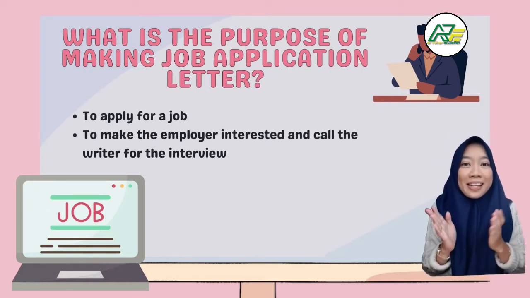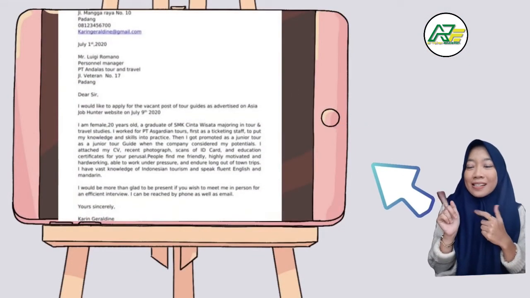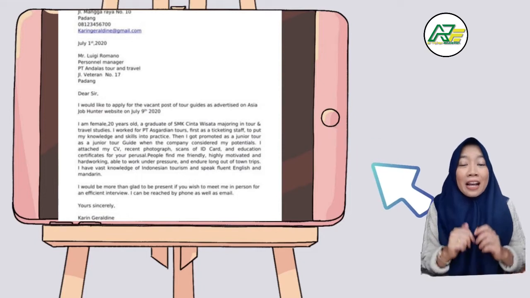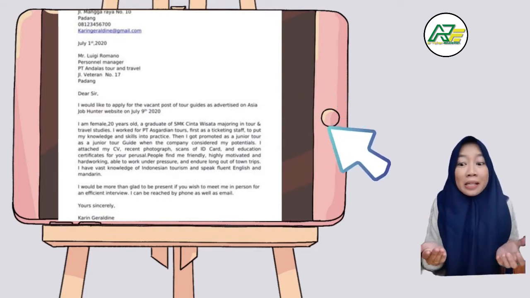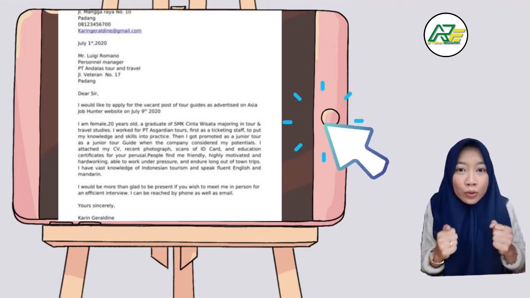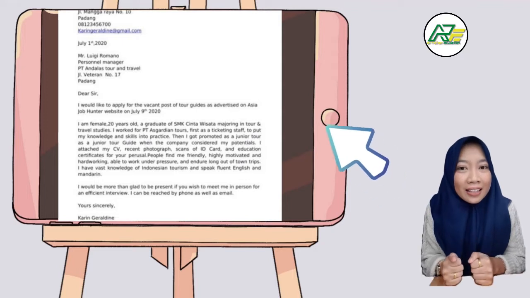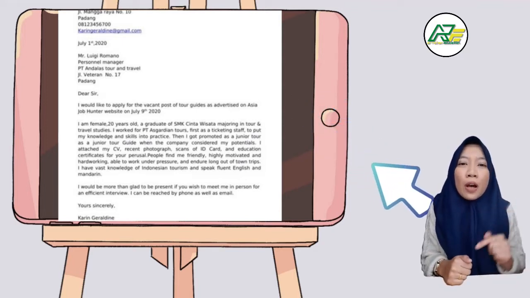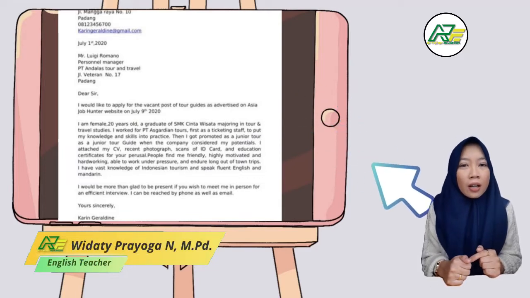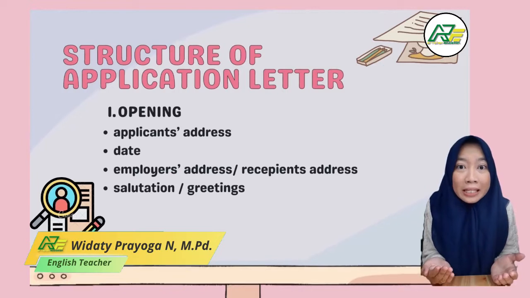And here is the example of a job application letter. Look at this. Okay, now we come to the most important part. What is that, miss? Is how to make a great job application letter. In order to make a great job application letter, we have to know the generic structure. How to make it? What do we have to write first, miss?